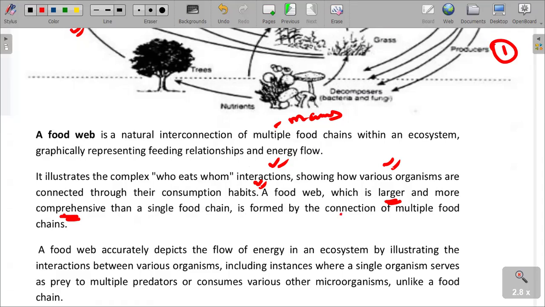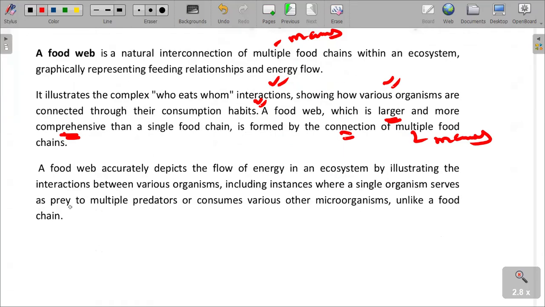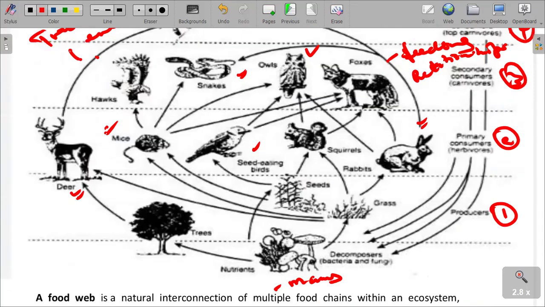It is formed by connection of many food chains. A food web accurately depicts the flow of energy in an ecosystem by illustrating the interactions between the various organisms, including instances where a single organism serves as prey to multiple predators or consumes various other organisms, unlike a food chain. This is shown by the arrows that you are seeing.